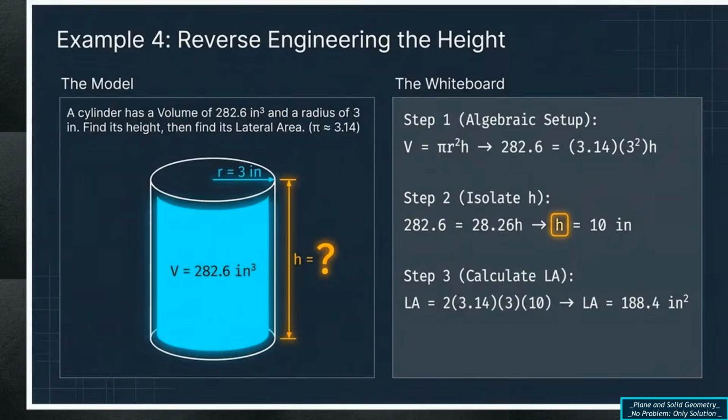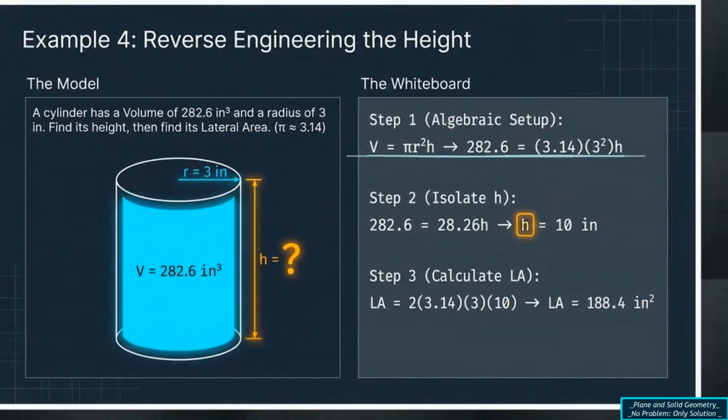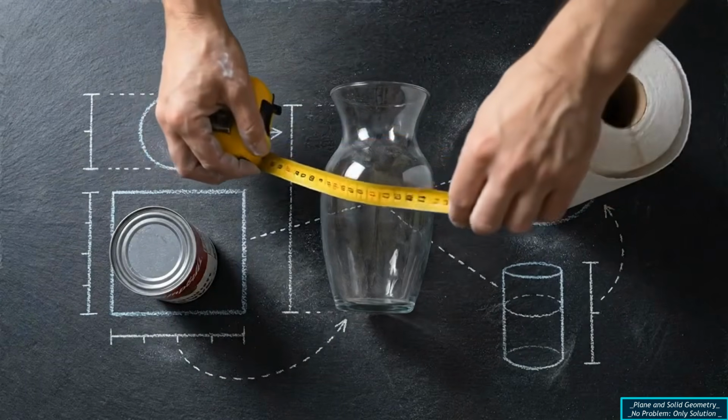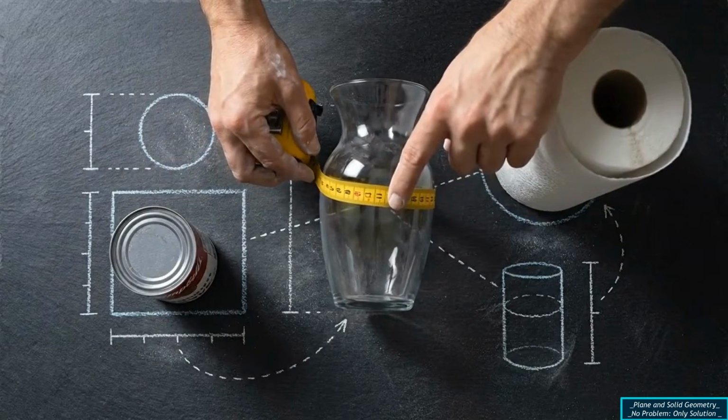Sometimes we solve backward. Here, total volume is 282.6 and the radius is 3. By putting the known volume and radius into our formula, we isolate the height. Dividing volume by base area reveals a 10-inch height. Advanced geometry involves taking these formulas and adjusting them to fit the specific constraints of the problem at hand.